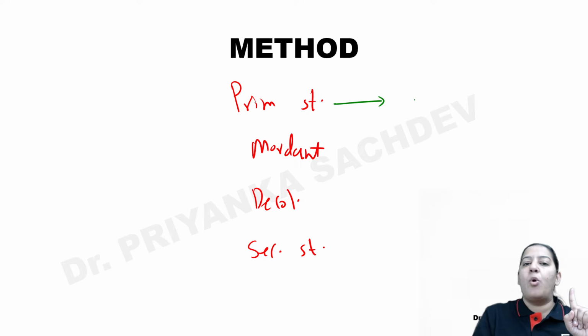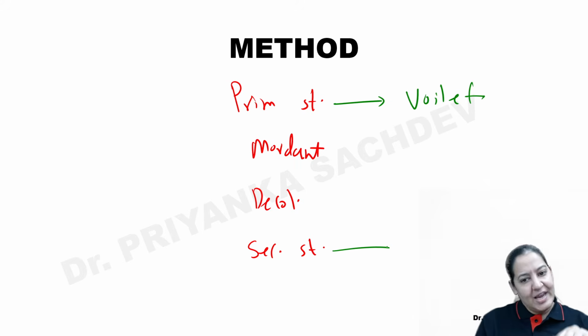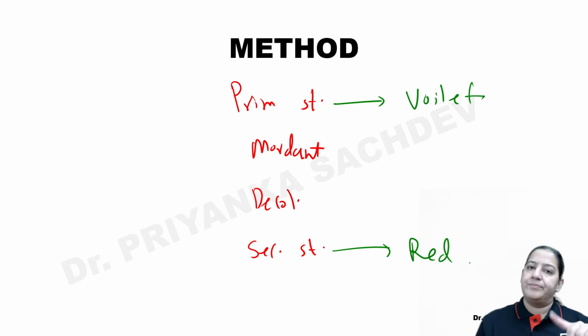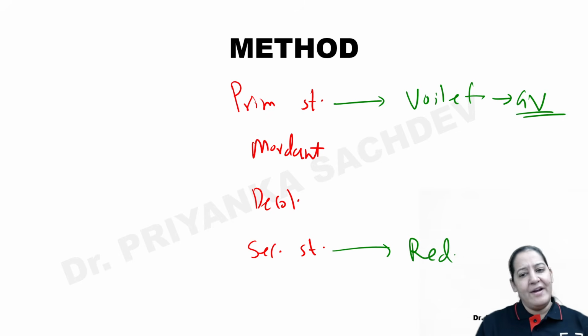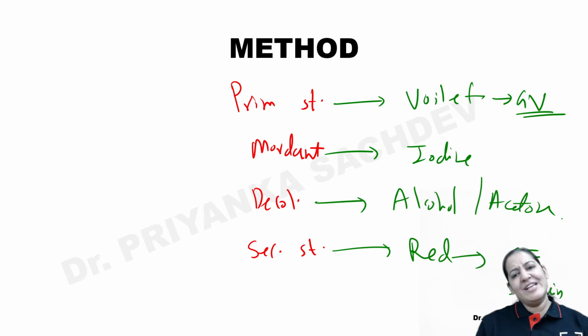The primary stain is always violet in color. Any violet stain. And the secondary stain is always a red color. Always. It is a rule. Violet stains have many examples, like gentian violet. Red stains also have many examples, like carbol fuchsin, safranin. These are all examples of secondary stain or counterstain. Mordant is always iodine here. And decolorizer can be alcohol or acetone. I will explain everything.